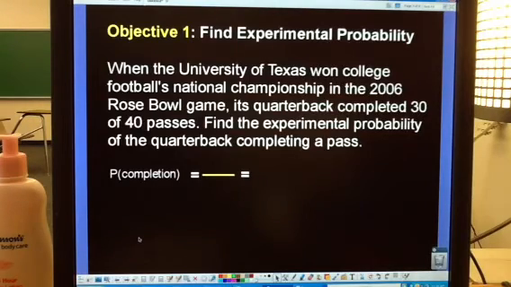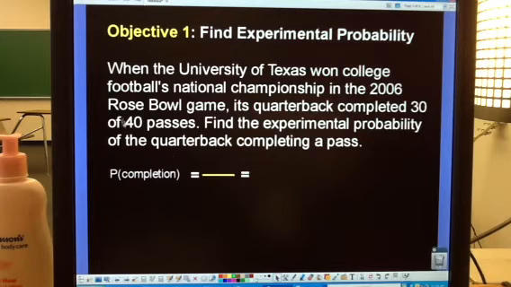So, for example, let's look at this word problem. When the University of Texas won college football's national championship in the 2006 Rose Bowl game, its quarterback completed 30 of 40 passes. Find the experimental probability of the quarterback completing a pass. Now, just for a second, forget that I asked you to find experimental probability. What do you think you're going to do here? We're looking at a quarterback completing 30 out of 40.